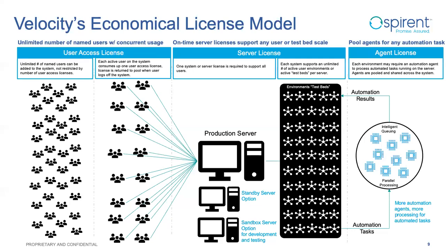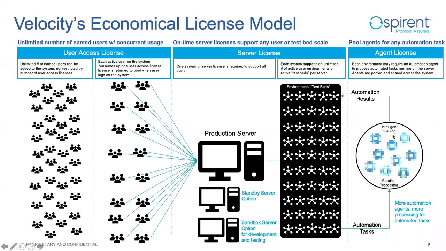Again, we also have some capabilities when we talk about the server licenses. There's only one server license required to support all those users. Each system supports an unlimited number of environments or test beds per server. Velocity is built on a rich structure of farming out the automation tasks, so the more executions you run, it's still quite light on the Velocity server, because all of that hardcore automation execution is done on these external agents.